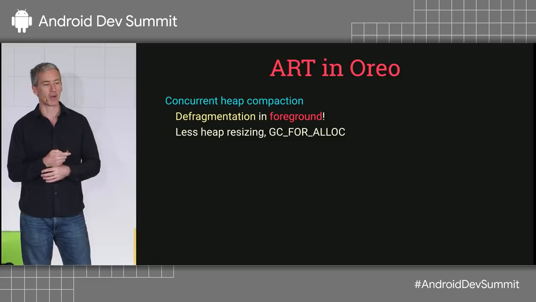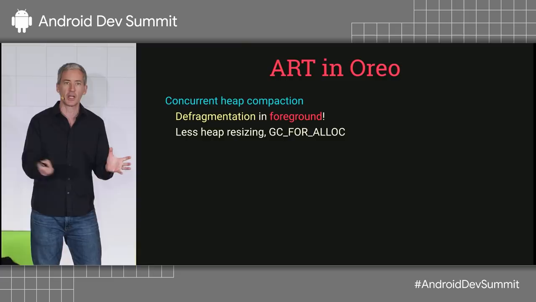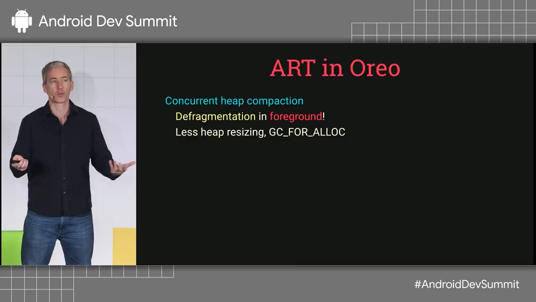You're not resizing the heap as often because the heap is always optimized, because we're always culling things out of it as necessary. There are far fewer GC for allocs because we just don't get into that situation anymore. Huge savings for the entire device.